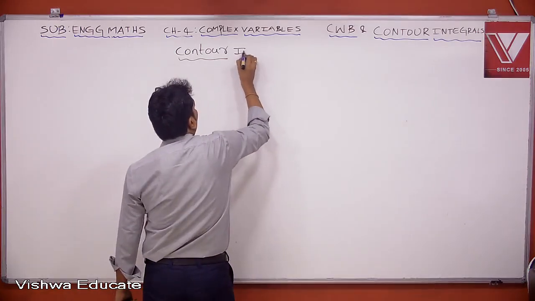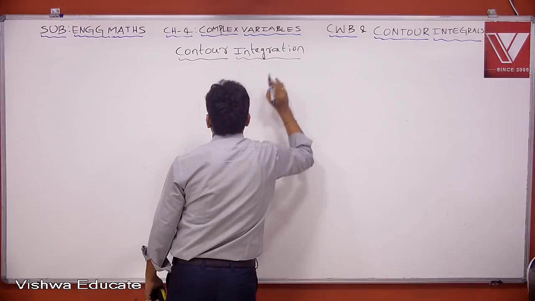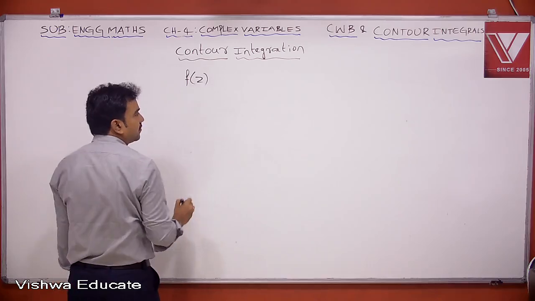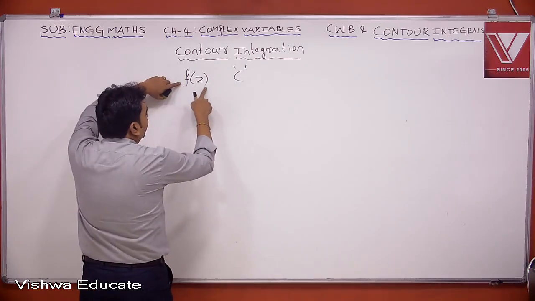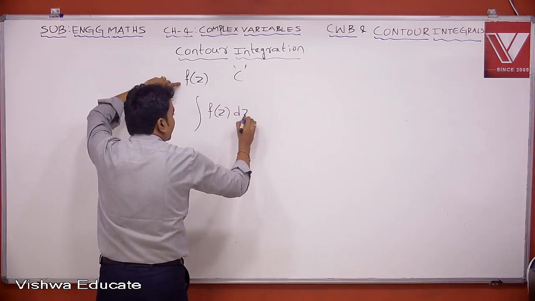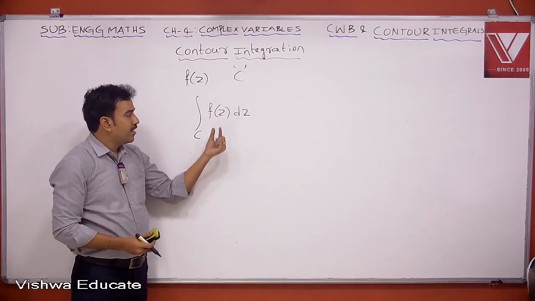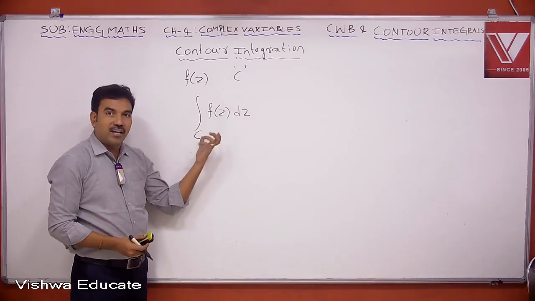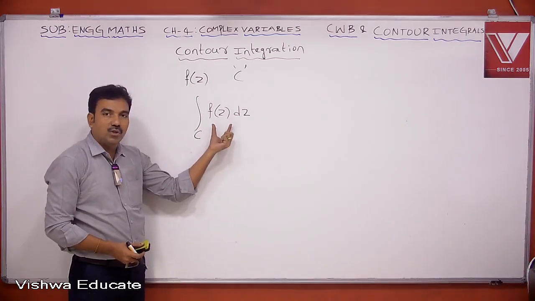Next concept, contour integration. Suppose we have a complex valued function f of z and C is a contour. Now integrate this complex valued function f of z over some contour; symbolically we write it like this, integral f of z dz over C. This is the short form representation of a contour integral. Integrating a complex valued function f of z over a contour C is called contour integration, and this integral is called a contour integral.